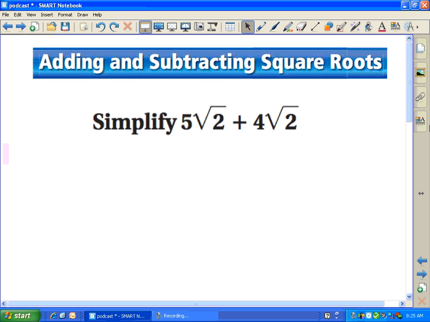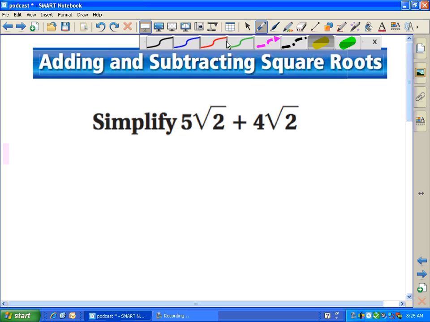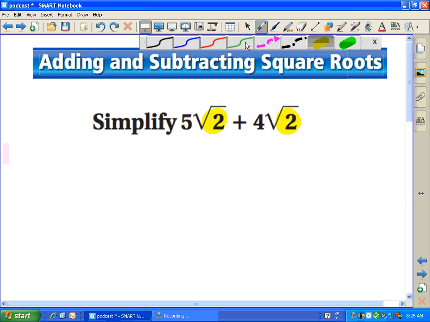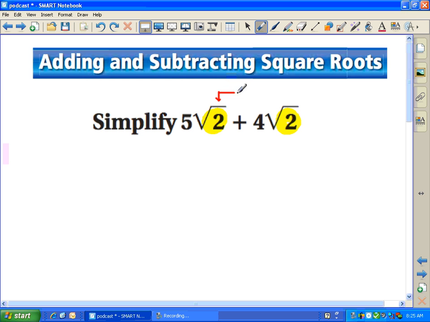The directions say simplify 5 square roots of 2 plus 4 square roots of 2. Well, first thing I'm going to do is look at my square root symbols, and I'm going to look at the radicand. Nice vocabulary, plus 10 bears. And the radicand is the number that's under the square root. Both of them are 2, so these are like terms, or you can think of them as hearts or stars. So I'm going to give both of them a heart because they're both the square root of 2.